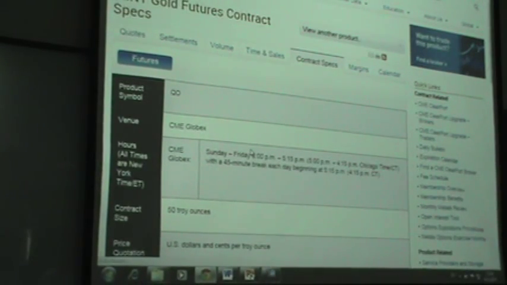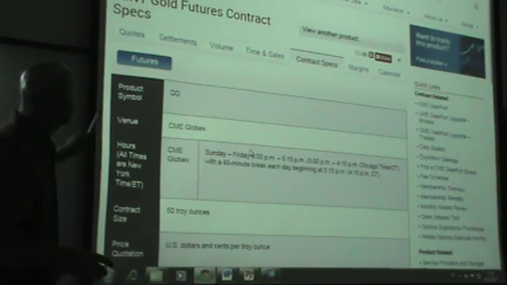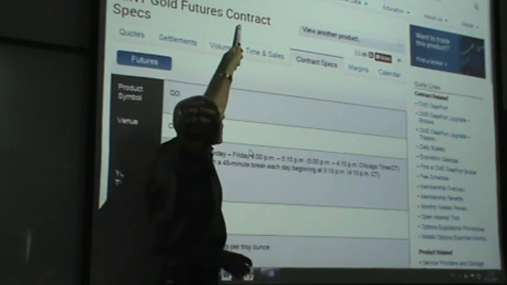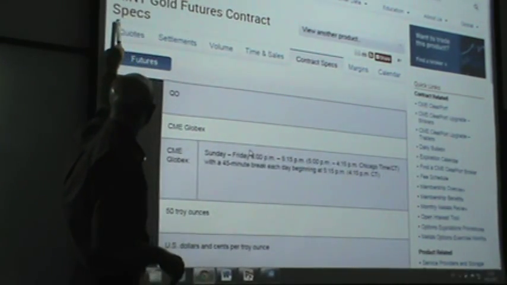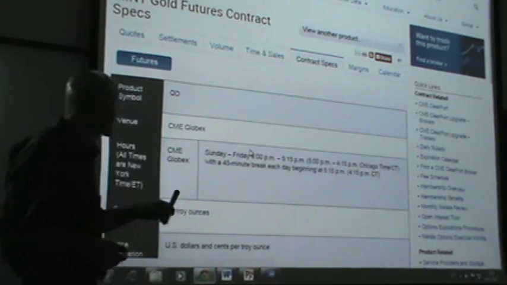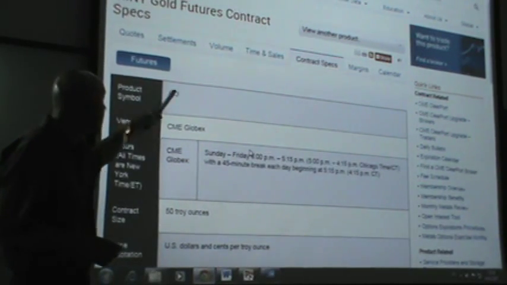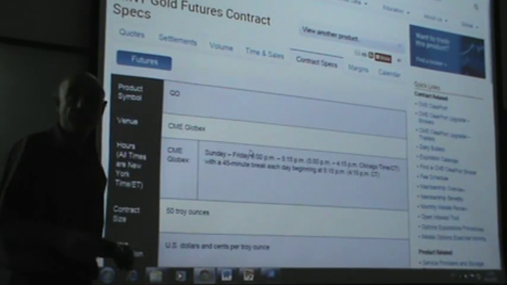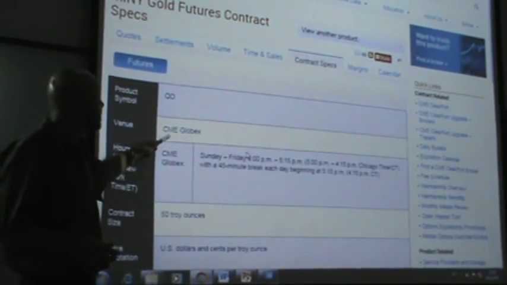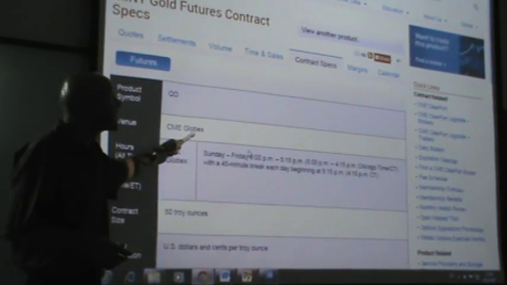Here it shows you contract specifications. And a contract specification always begins with the symbol. What is the product symbol? It's QO. Then it tells you where it's traded. It's traded on the CME Globex.